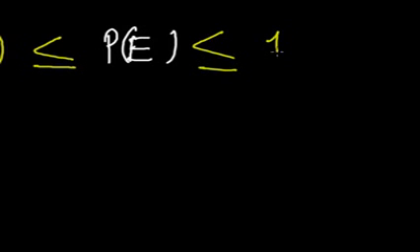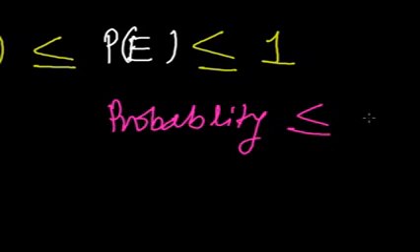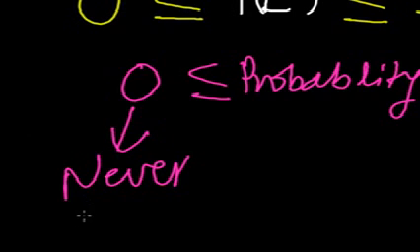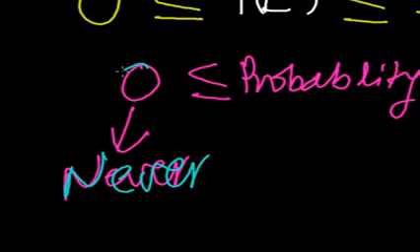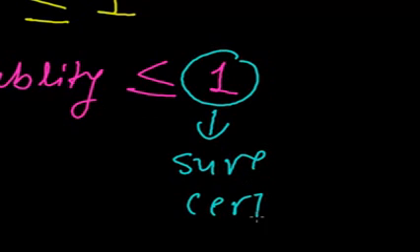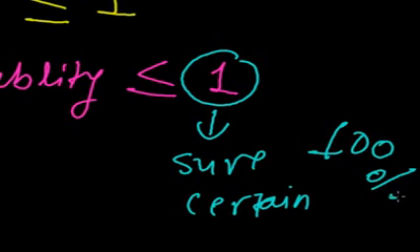The probability of any event is always greater than or equal to 0, and less than or equal to 1. Let me write here with a different color: the probability of anything happening is always less than or equal to 1, but greater than or equal to 0. If the probability is 0, it means it will never happen, right? And if it is 1, it means sure, certain, we can say 100% it will happen, right?